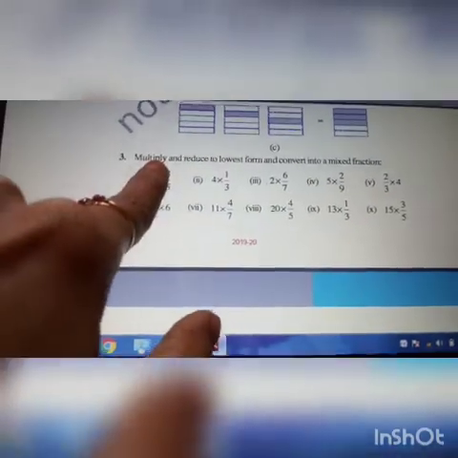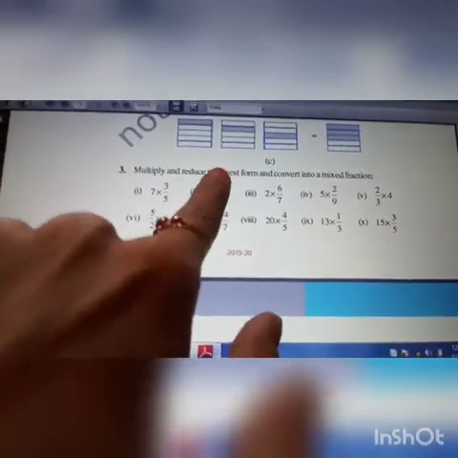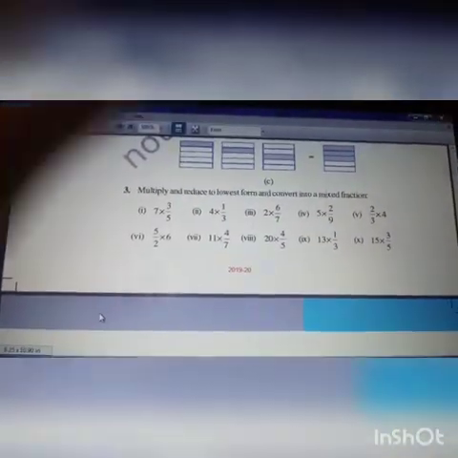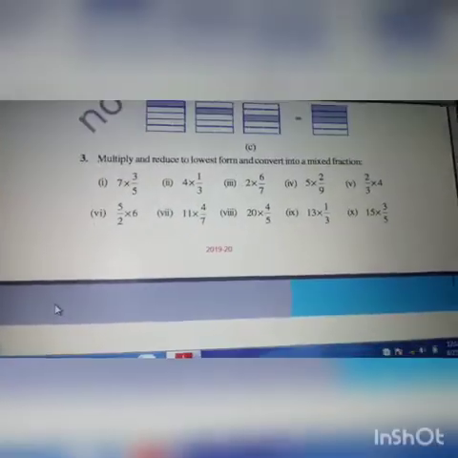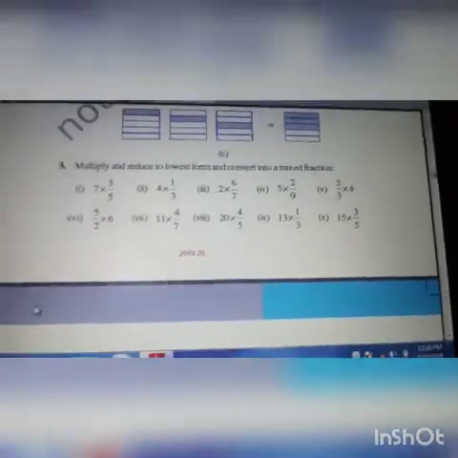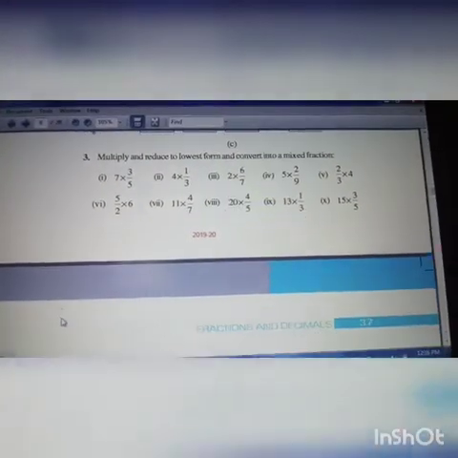Okay. See the question, in this, multiply. So we have multiply. Reduce to lowest form. Reduce to lowest form means you should do the cancellation. Then after that convert it to mixed fraction. All the things should be done. If any one of the thing is missing, then it's entirely wrong. Okay, my dears.